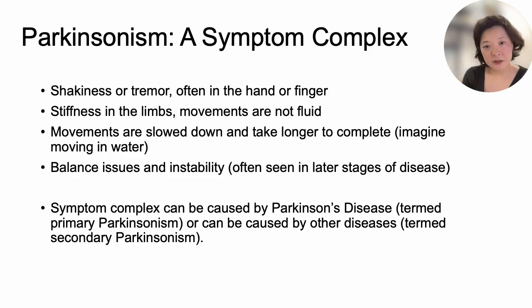Now, not all patients with Parkinson's disease will have all of these symptoms, but most will usually have these symptoms at some point in their disease progression. This symptom complex is most frequently caused by Parkinson's disease. So Parkinsonism caused by Parkinson's disease is sometimes referred to as primary Parkinsonism. However, this symptom complex can be caused by other diseases as well, which is called secondary Parkinsonism. Later on in these lectures, we will explore a secondary Parkinsonism disease.